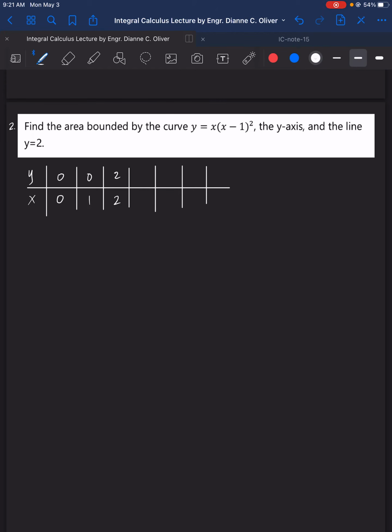If x is equal to 3, therefore this is 3 times (3 minus 1), that is 2 squared. 4 times 3, this becomes 12. Okay, so let's try to sketch that. Let's sketch here.